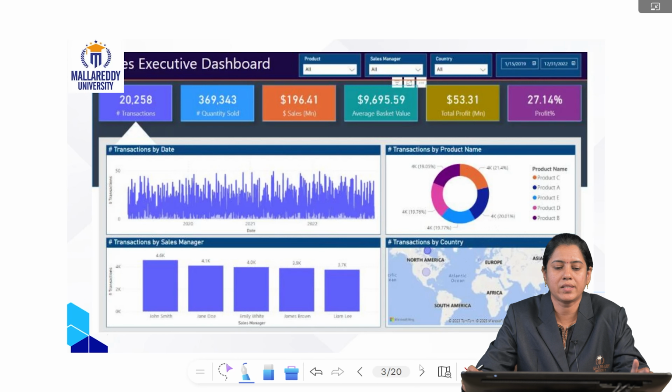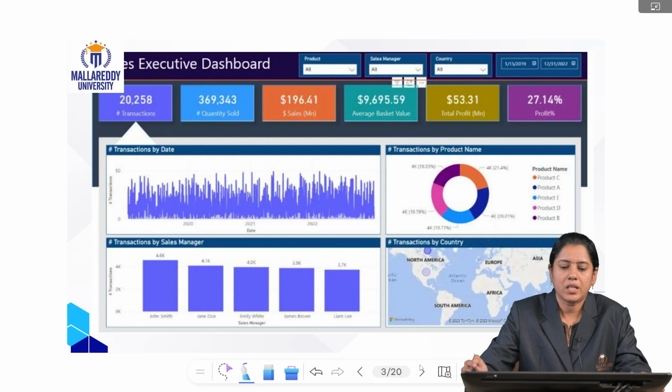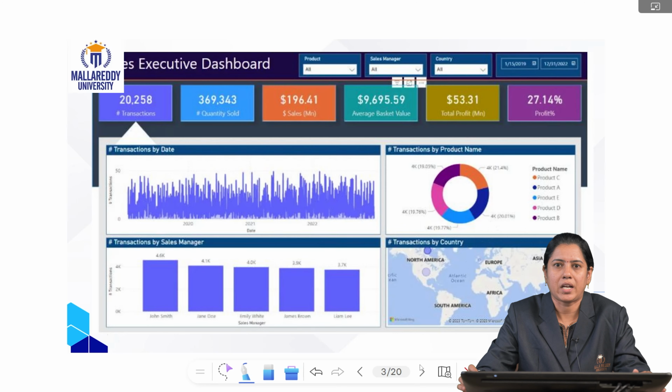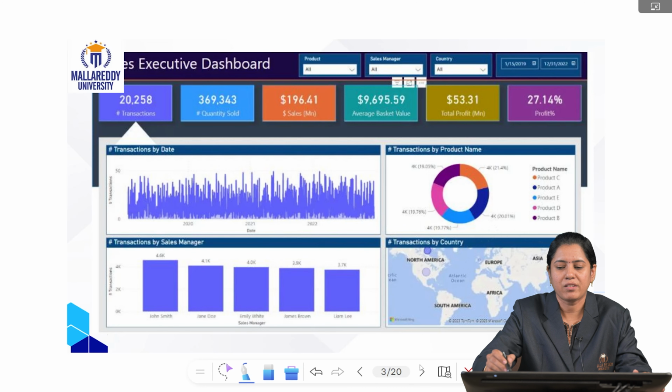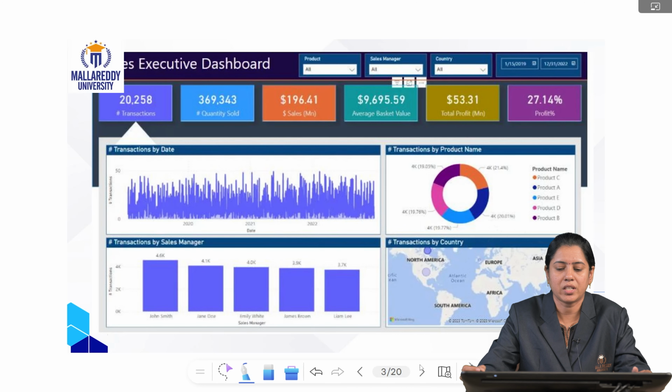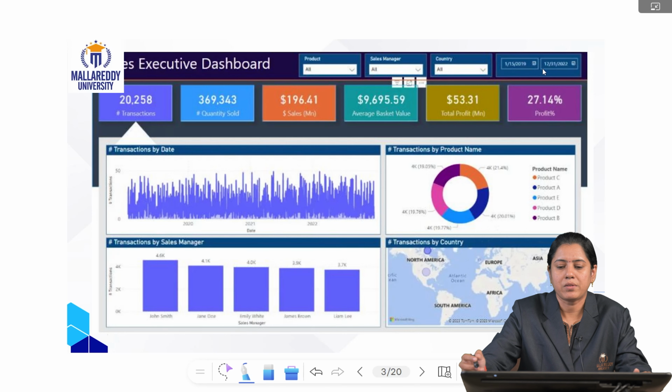Suppose you observe this sales dashboard, which contains some sales reports. Observe here, this contains different types of charts. Starting here we have some cards, later this section contains different types of charts, and above that at the top we also have some filters.